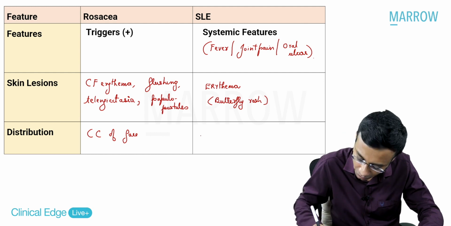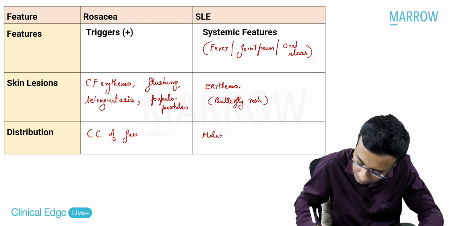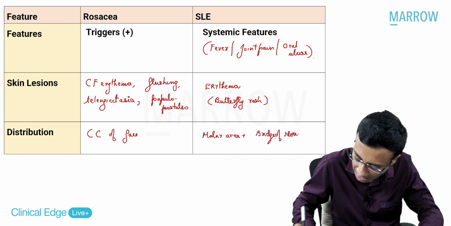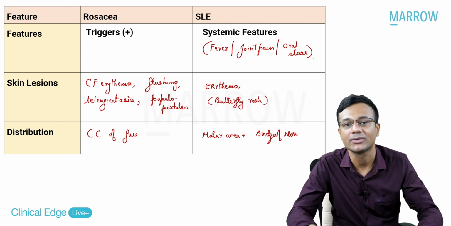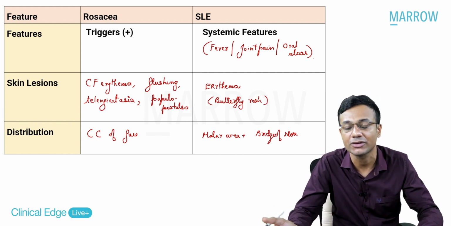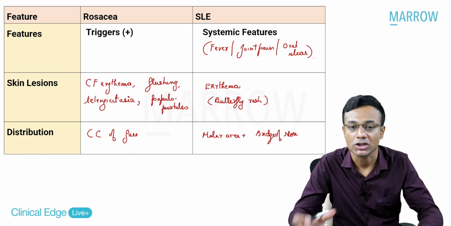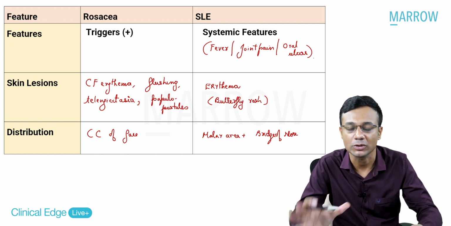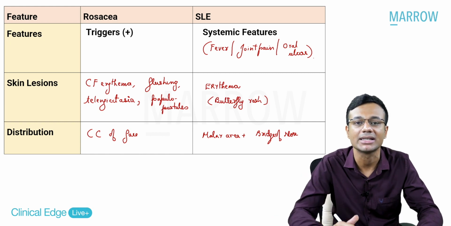Whereas in SLE, you have the malar area plus bridge of the nose gets involved. So if there's malar area plus the bridge of the nose gets involved, then it is going to be a feature suggestive of systemic lupus erythematosus. So always remember, students, you cannot distinguish with one point. There are multiple points here. So keep everything in mind, then only mark your answer in the exam.